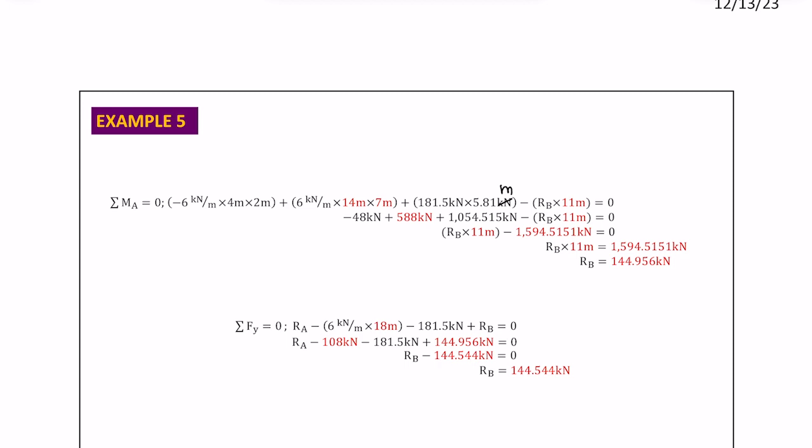Replace the value of RB yang kita dapat dekat atas ni and get the value of RA here, which is 144.544 kilonewton.